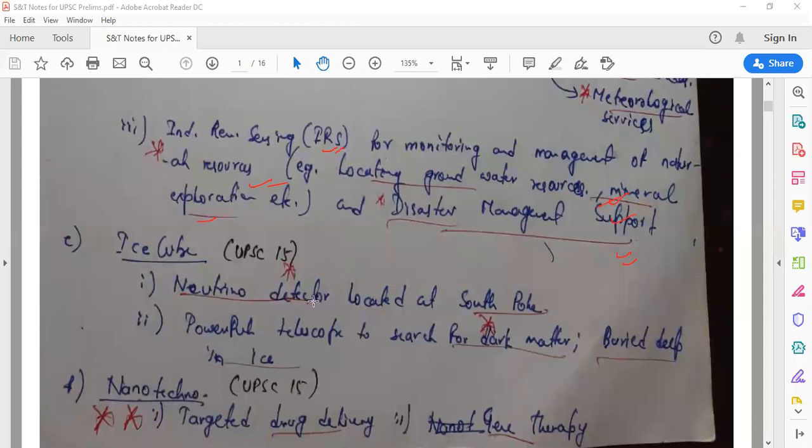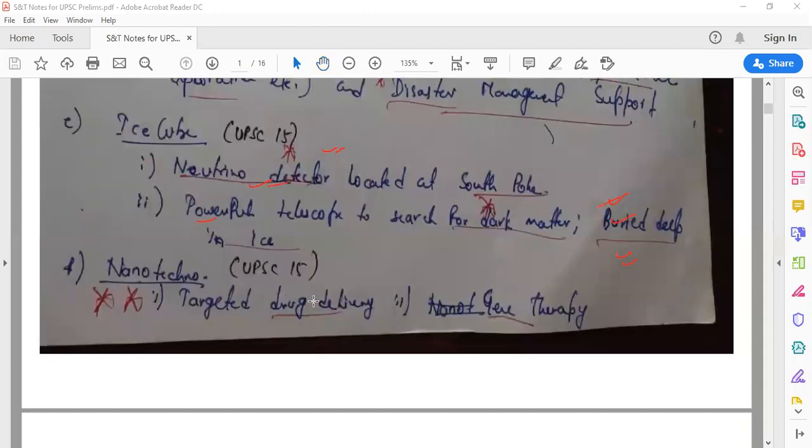Now, apart from that, in UPSC 2015, there were too many questions on science and tech which were asked. One question was related to IceCube. Now, what happens if you search for IceCube on Google or on the internet? They will show you something like this.